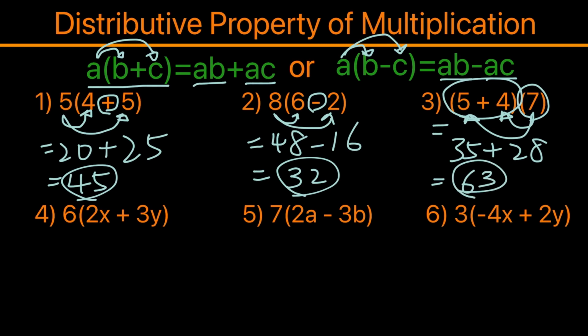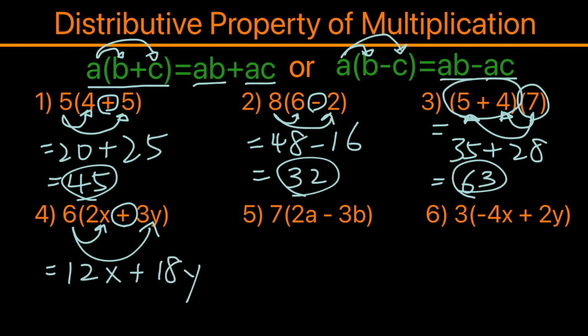Numbers 4, 5, and 6 are with variables, but the process stays the same. So we want to take 6 times 2x and then 6 times 3y. So 6 times 2x becomes 12x, and then we have the plus sign, and then 6 times 3y, 18y. So the answer would be 12x plus 18y.